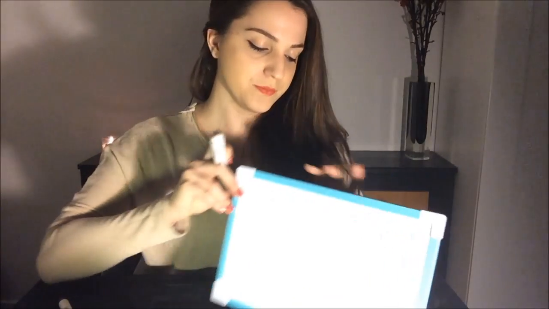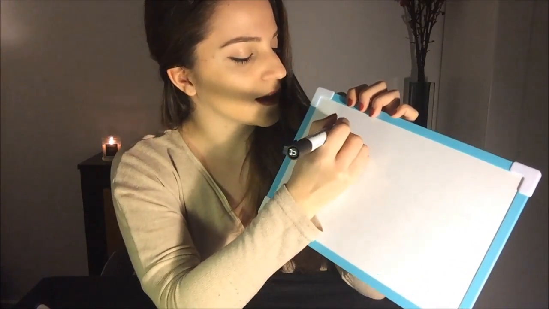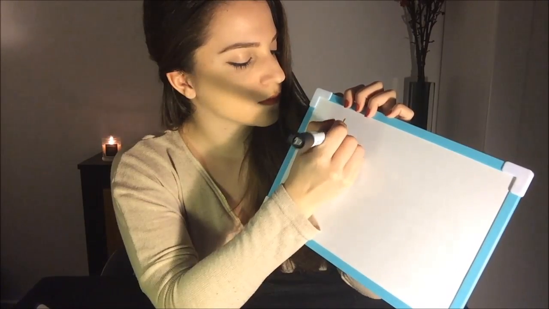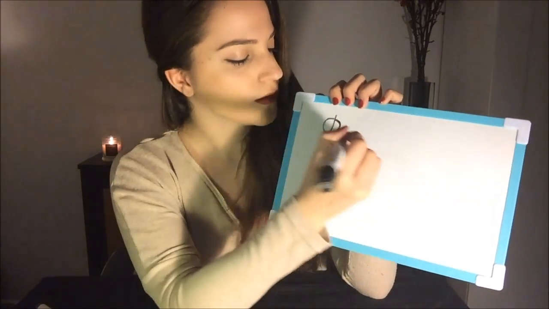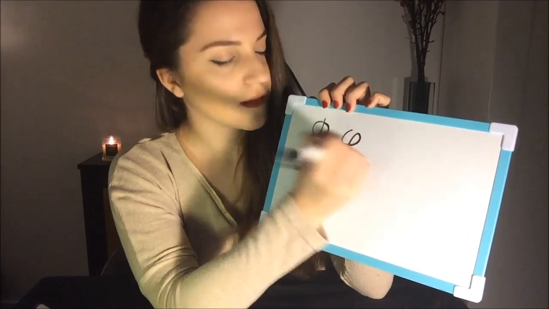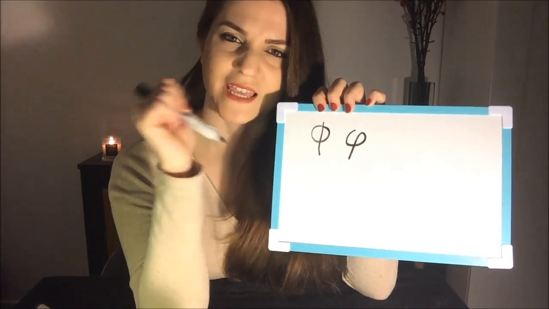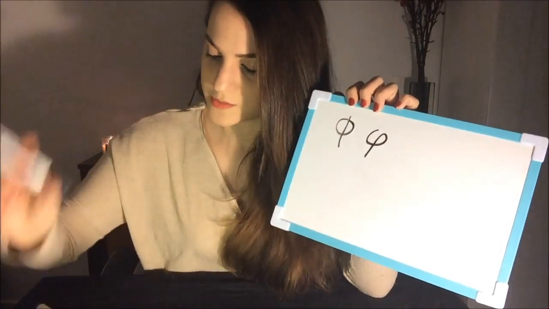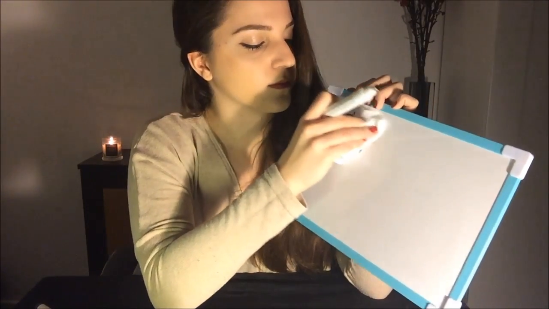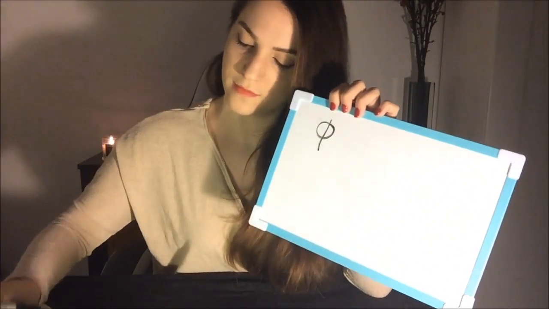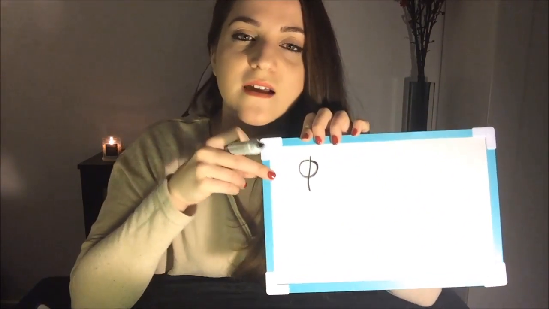The next one is phi. Now phi, you can write it in two different ways. You can either write it like that, or like that. It is the same. I'm going to keep this one. This is letter phi. Phi.